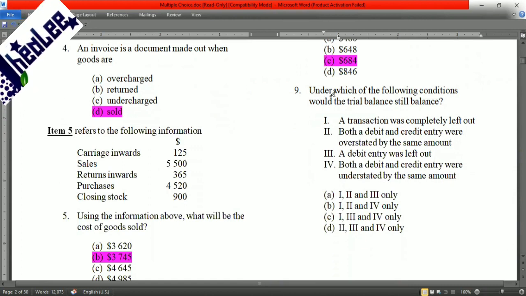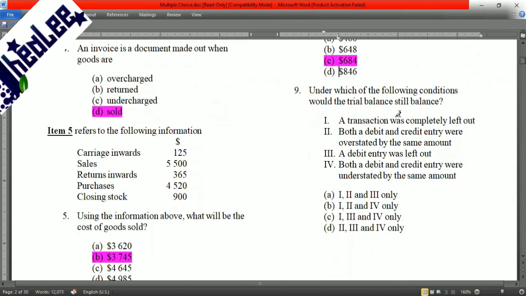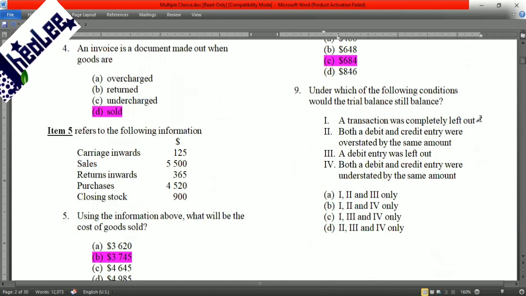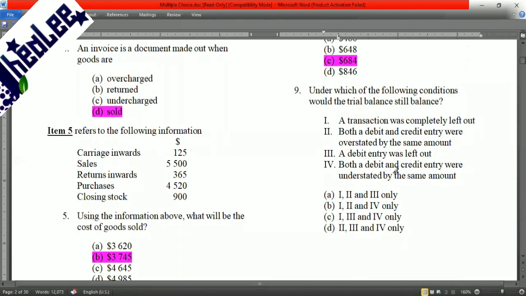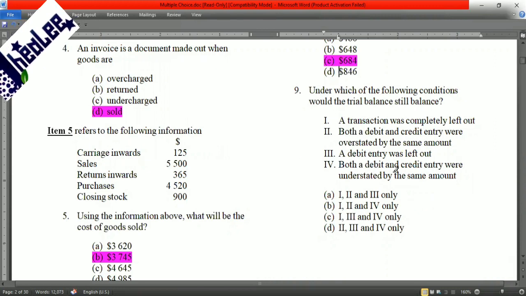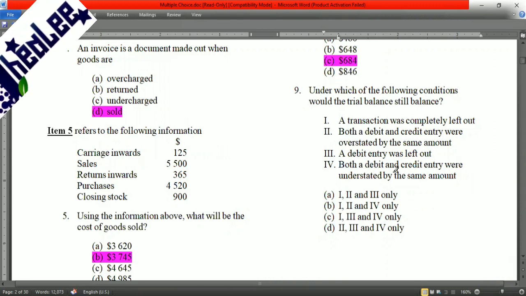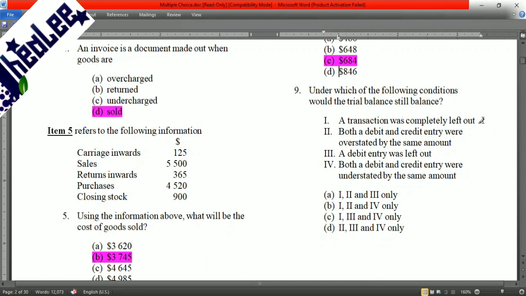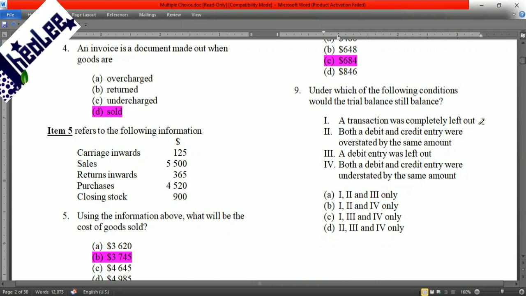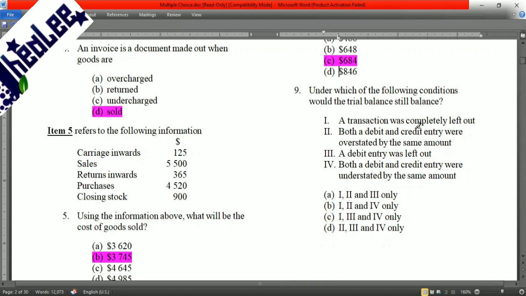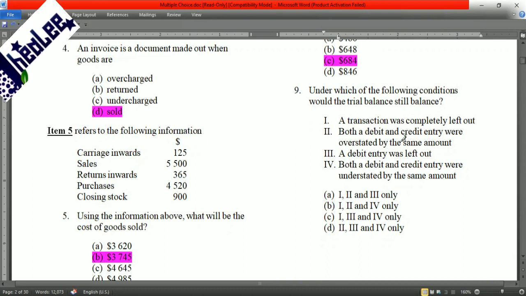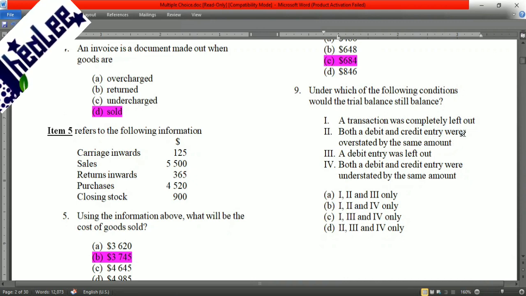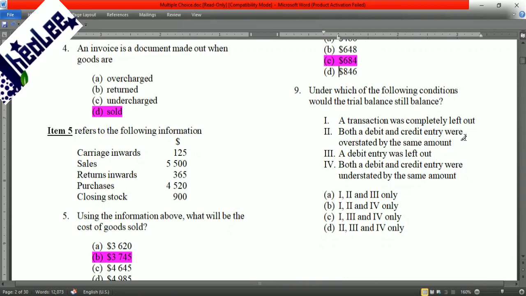Number 9, under which of the following conditions would the trial balance still balance? So we're looking out for those errors that will not affect the trial balance. It will still be balanced if any of these errors occur. So here we go. A transaction was completely left out. No record would have been in the book, so therefore the trial balance would still be balanced. Both a debit and credit entry were overstated by the same amount, so each will compensate for the other. One will compensate for the other, so both sides affected, their trial balance will still be balanced.